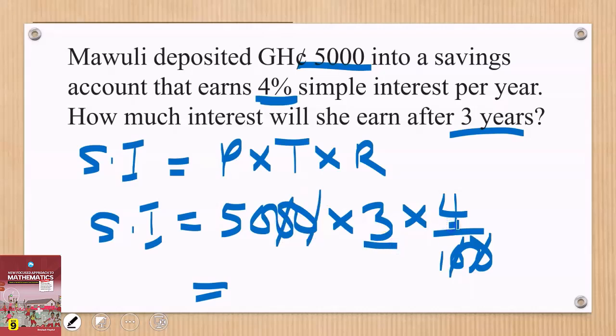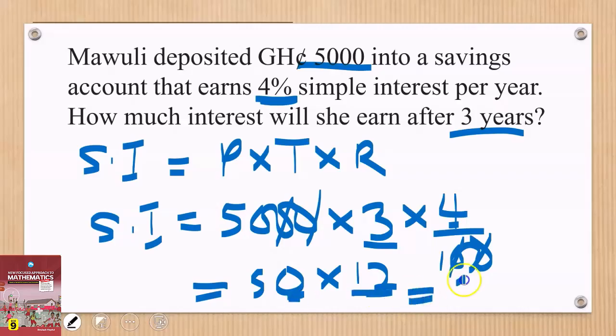Now we know 3 times 4 is 12. Now we can multiply 12 times 50. So in multiplying 50 times 12, we can easily do 5 times 12, and that is 60, and we attach the remaining 0 here to give us 600. So what we are saying here is, how much interest will she earn after 3 years? She's going to earn interest of 600 cedis in addition to her 5,000 deposited in the bank for 3 years if the rate is 4%. Right. Let's take another example and see.